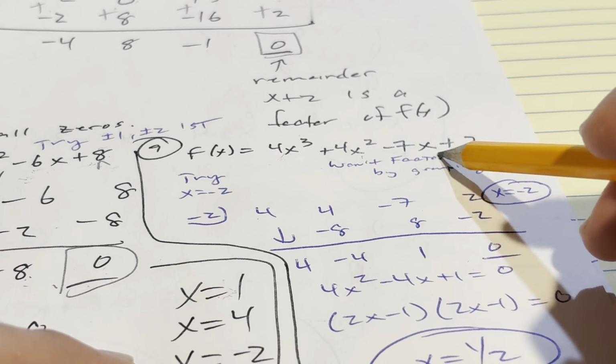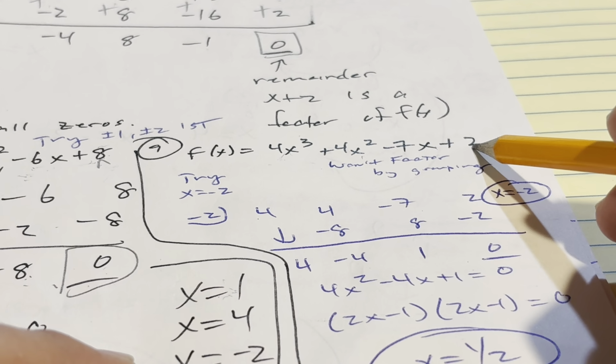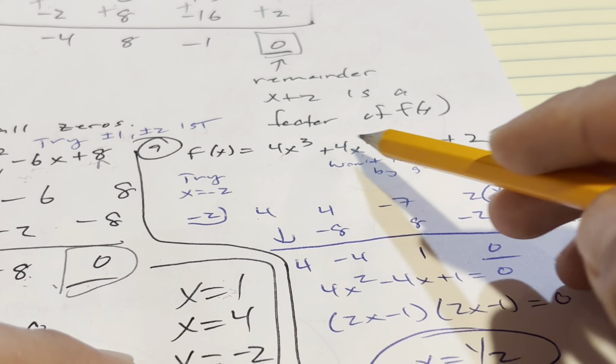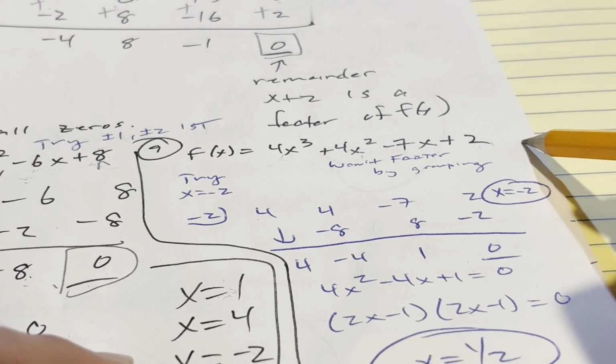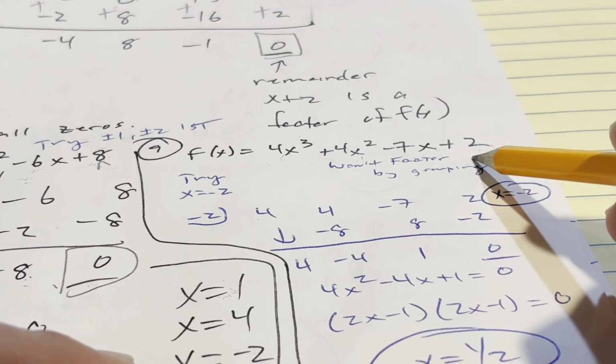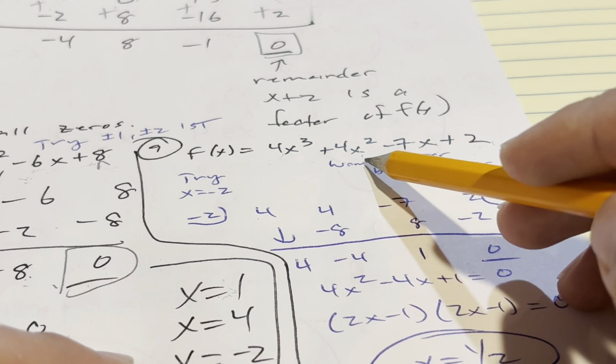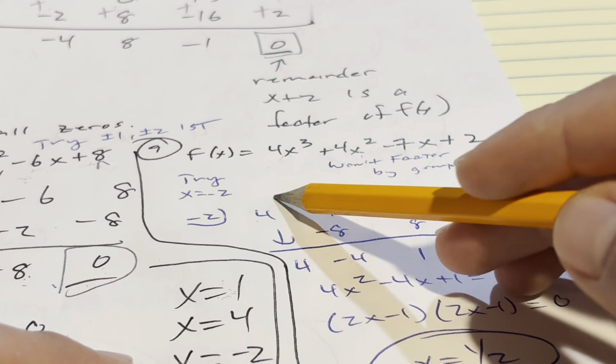So again, if you plug in positive 1, you can see why 1 doesn't work, because it's going to be 4 plus 2 minus 7. Not going to work. If I plug in negative 1, I also won't get 0. If I plug in 2, it's going to be too big. So then I try negative 2.